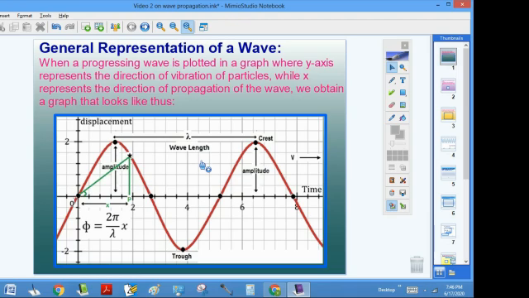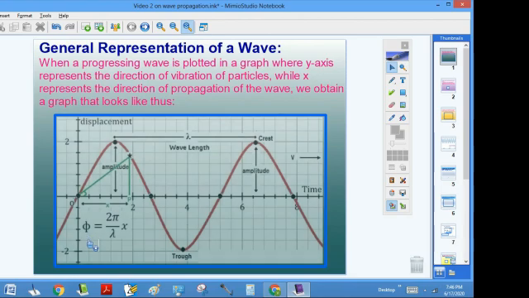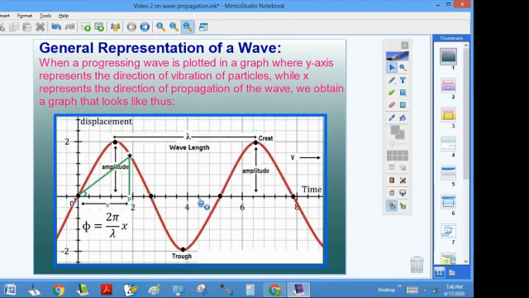And from here you can see some terms we are going to define. This represents the y direction, while this represents the x direction. Along the y direction we have amplitude, that is the maximum displacement of the wave from the equilibrium position, and along the x-axis we have the wavelength, which shows the distance moved by a wave from one point to another related point along the wave, from crest to crest or from trough to trough. There are other things we are going to see as we progress in wave.